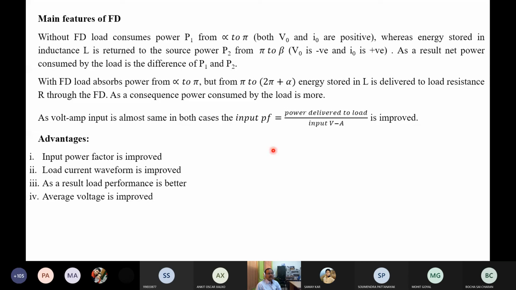Input power factor will improve. Why is it explained here? During the negative part of the voltage, the current is negative, right? That is not absorbed by the load, but power is fed back to the source during that period. But with freewheeling diode, there is no negative power, right? So power consumed by the load or delivered to the load is more with freewheeling diode. So power factor will improve.